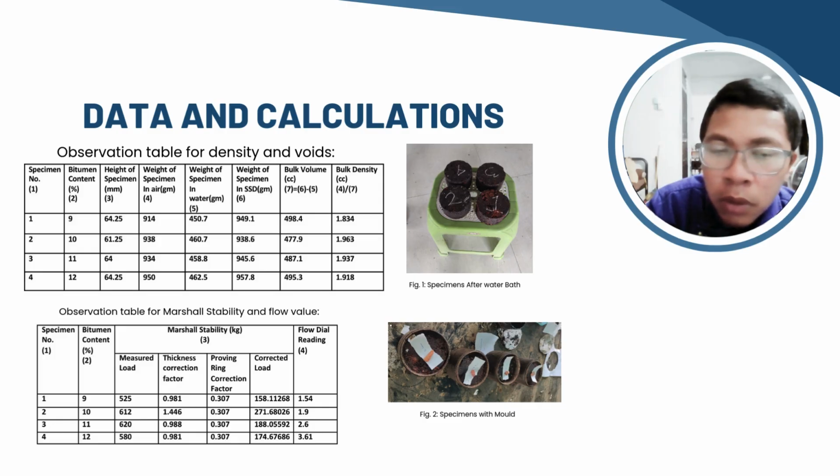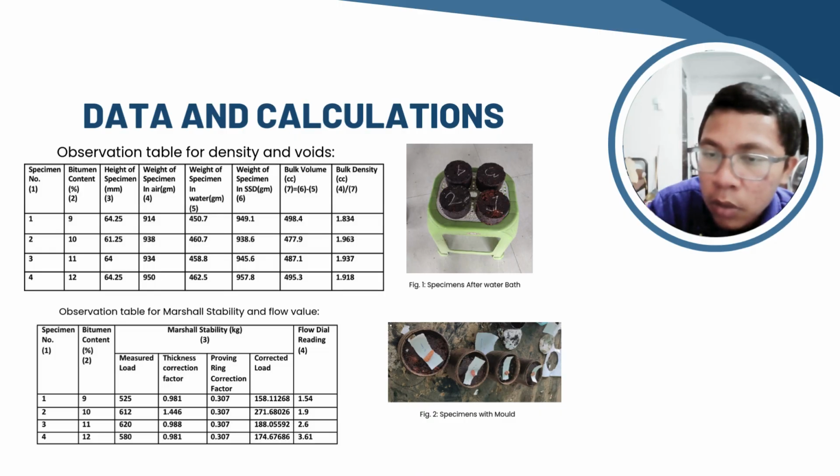Okay, now I will explain the observation table for Marshall stability and flow value. The table presents data for four specimens, each with a varying bitumen content ranging from 9% to 12%. For each specimen, the table records the measured load in kilograms, a thickness correction factor, the proving ring correction factor, which is consistently 0.307 across all specimens, the calculated corrected load in kilograms, and the flow dial reading.